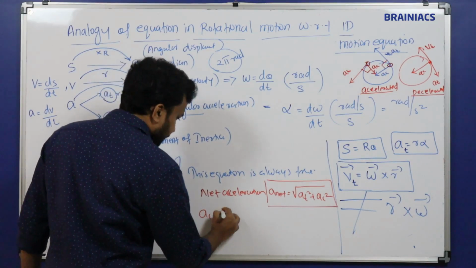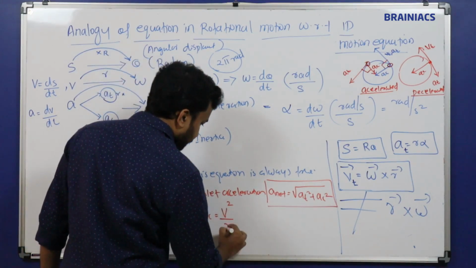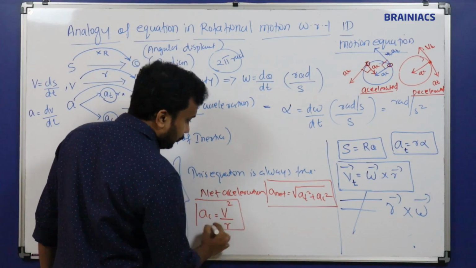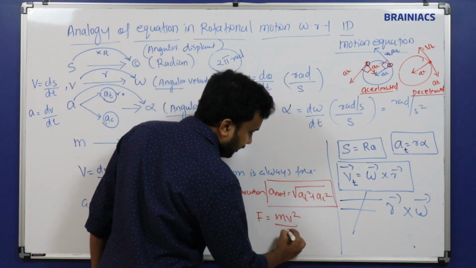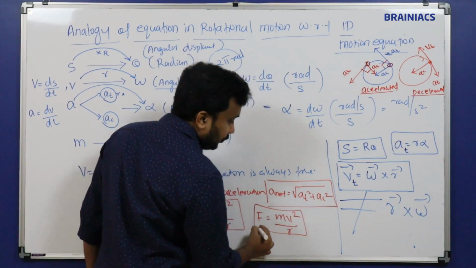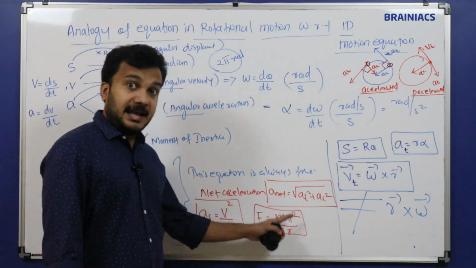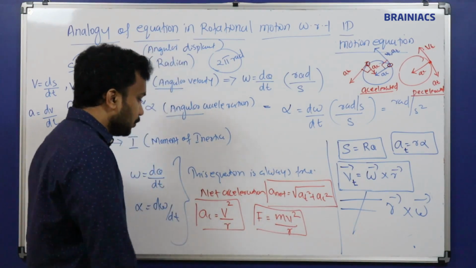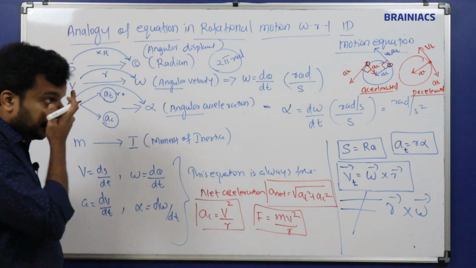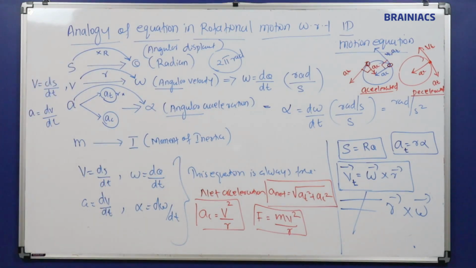ac equation we already know, centripetal acceleration v square by r. We know the centripetal force, right? m v square by r. F is equal to ma, so after m it is called a. a is v square by r, and this v square by r is called the centripetal acceleration.